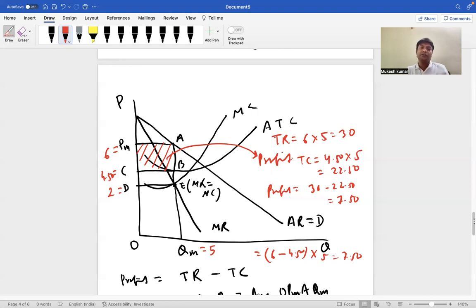So you can see here, under a perfect competitive market, the average revenue itself becomes equal to the marginal revenue. But in case of the monopoly, marginal revenue is different from average revenue. It is less than average revenue. And why is marginal revenue different? Because for every additional unit sold, the monopolist has to decrease the price.